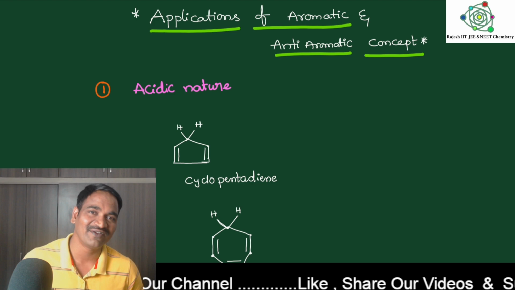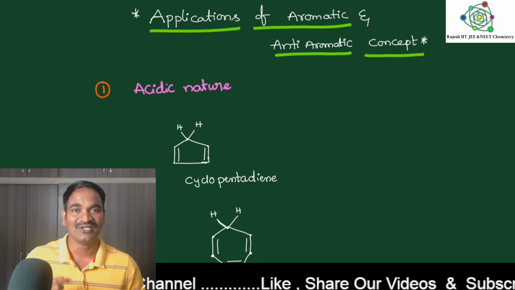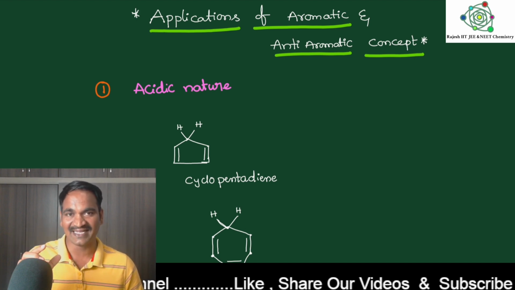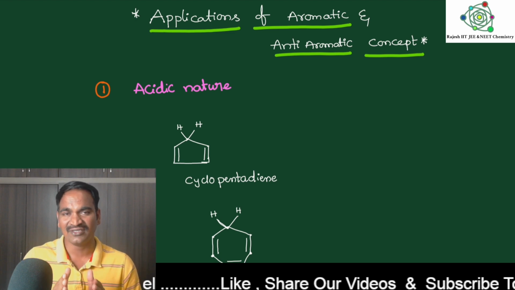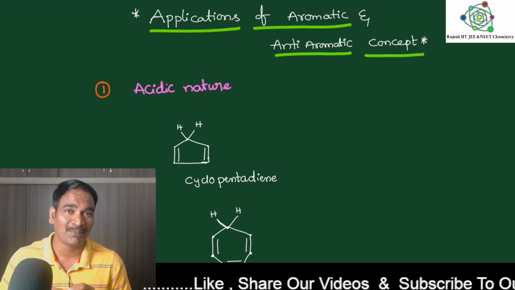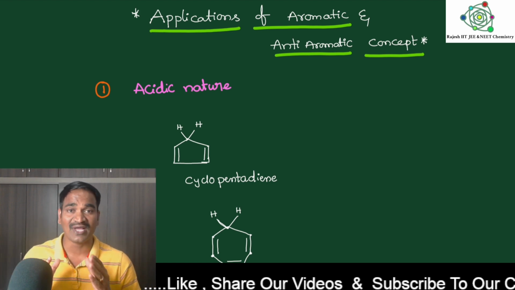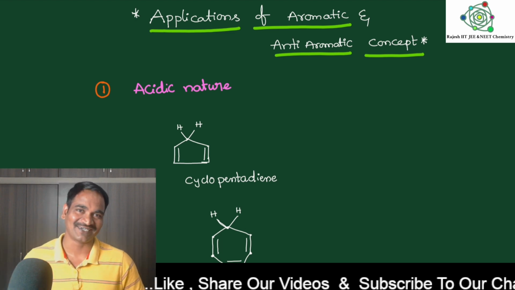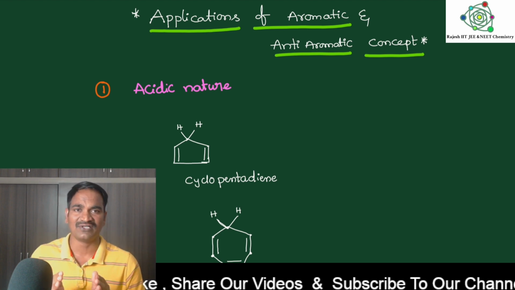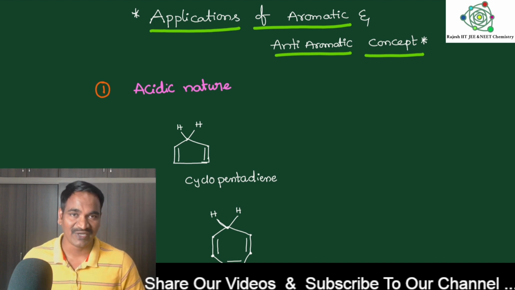You all know very well about the aromatic concept. What is aromatic? I'll tell you in a simple way. First, the compound must be cyclic, it should have a planar structure, and it should have conjugation. These three. After that, one of the important rules, Huckel's rule: it should have 4n plus 2 pi electrons. Have you got it? If the compound satisfies all these rules, then that compound is said to be an aromatic compound. You all know very well about that.